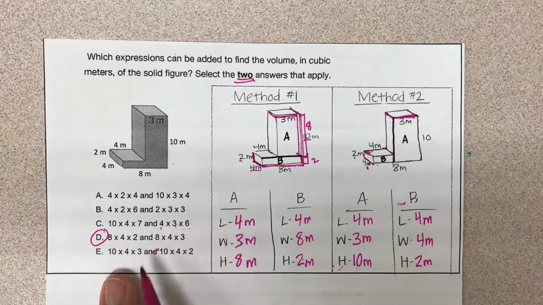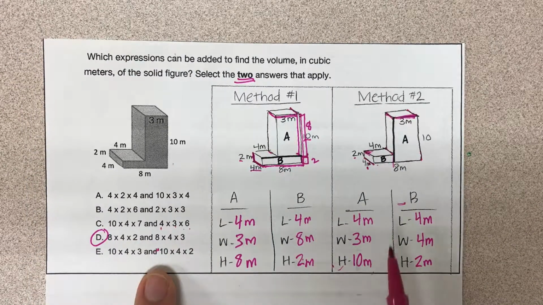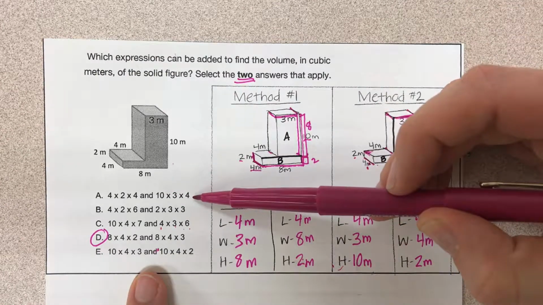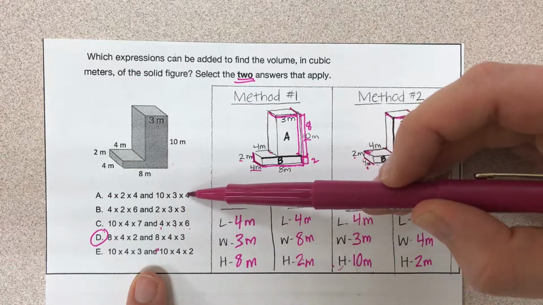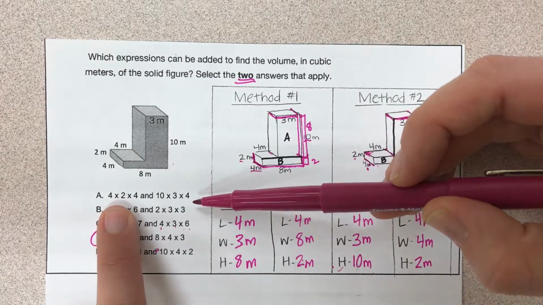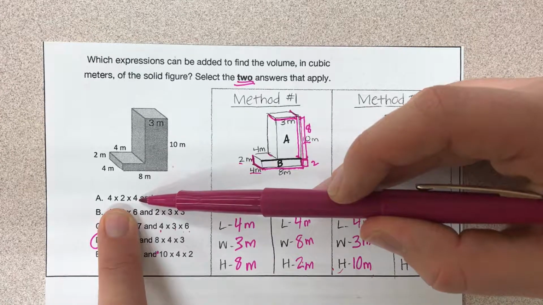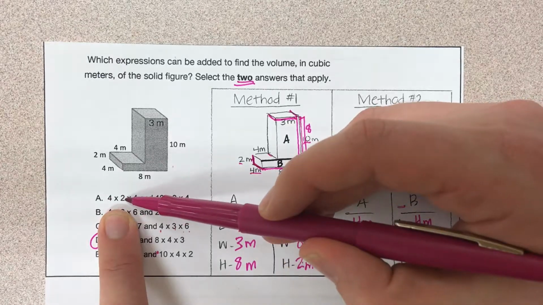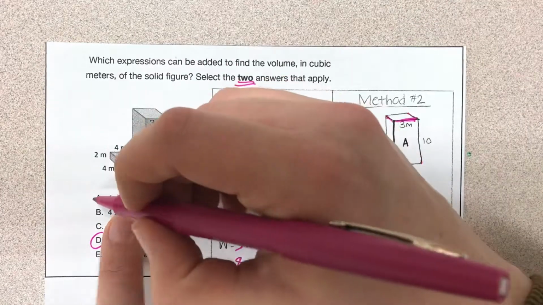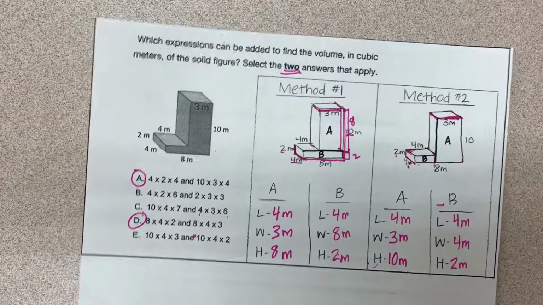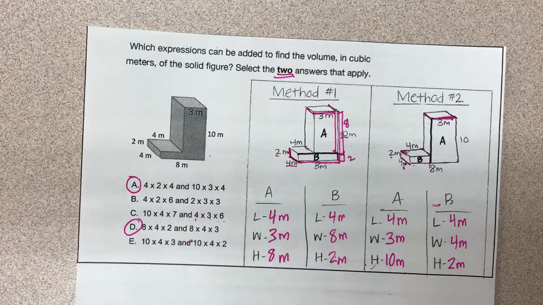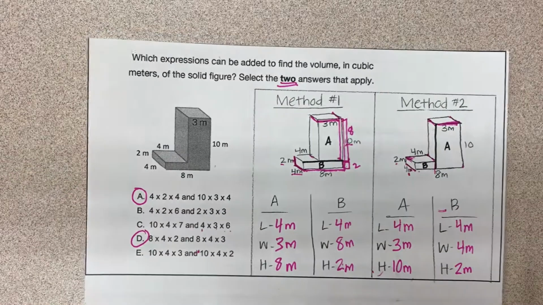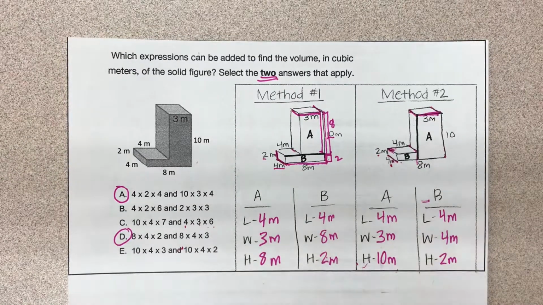So now we have to look through our answers here and see if any of these match. So I'm going to look at A. A is 4, 3, and 10. So let me see if we have any matches here. Here I have 10, 3, and 4, so that one works. But let's see if the other dimension for option A works with what we have. We have 4, 4, and 2. 4, 2, and 4. Those are the same 3 numbers, so A will work. So our answer for this one is A and D. These are both answers that will solve the volume of this figure, okay?